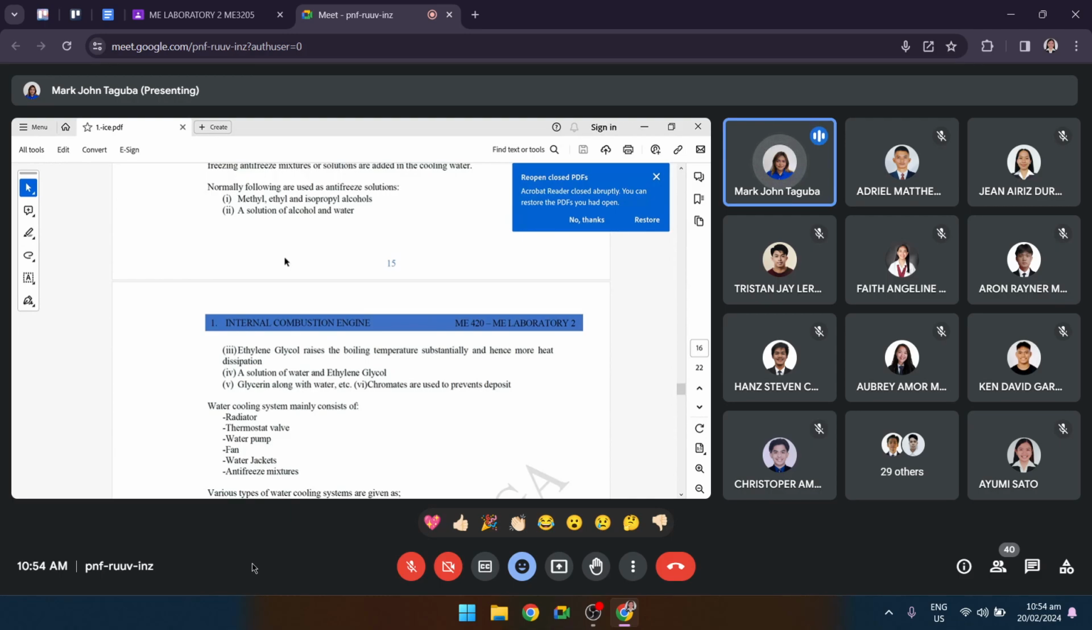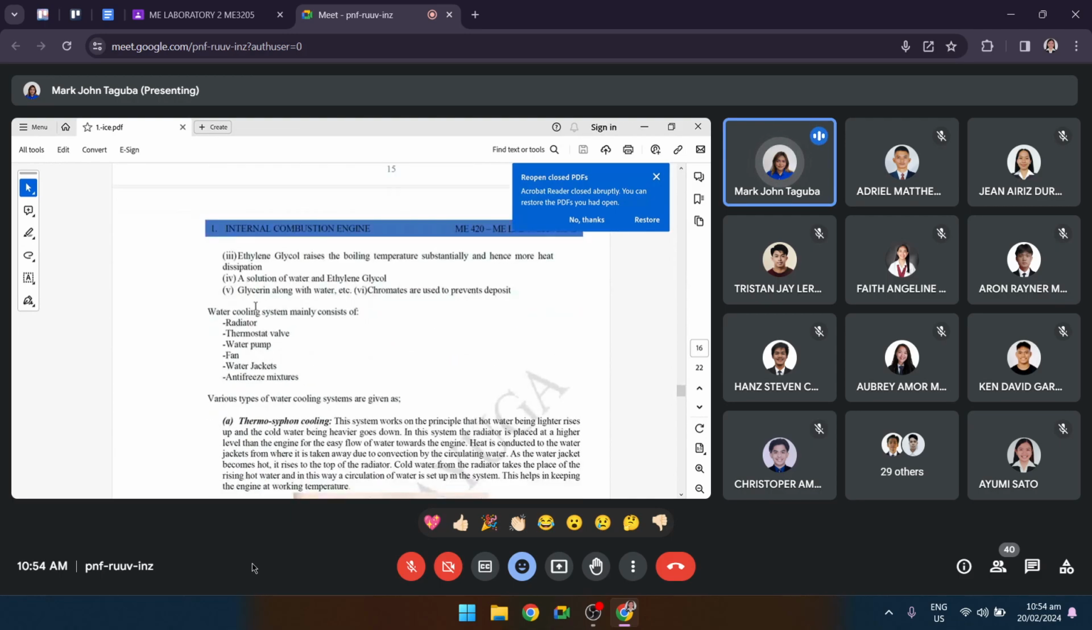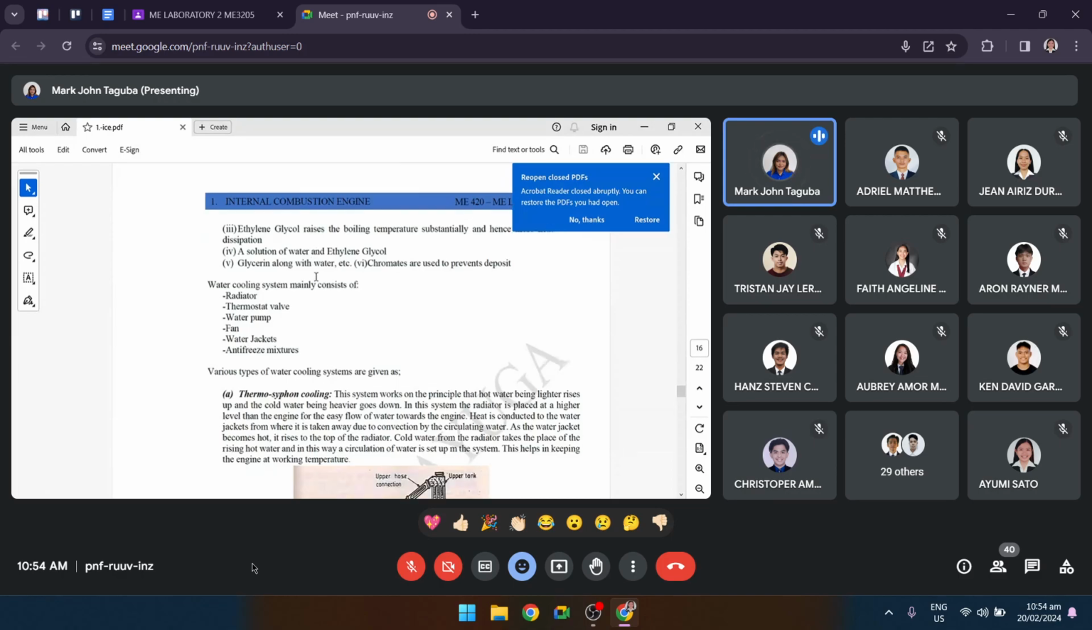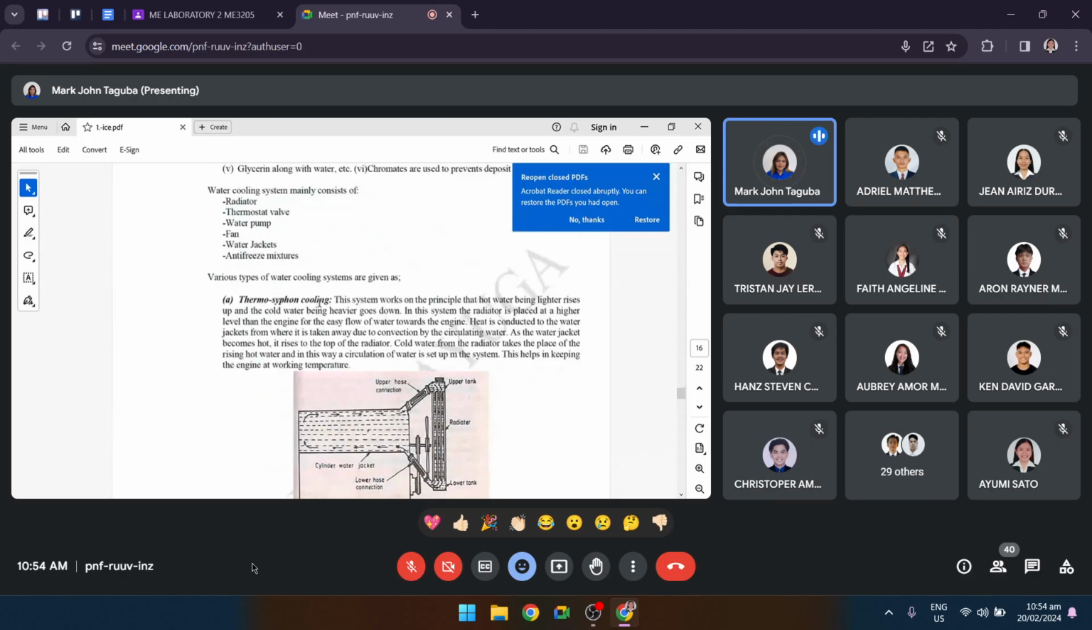So ito naman yung mga components ng ating water cooling system. So we have the radiator, and then thermostat valve, water pump, fan, water jackets, and the anti-freeze mixture. So we also have different types of water cooling system. So we have the thermosiphon cooling. So the system works on the principle that hot water being lighter rises up and the cold water being heavier goes down. Yeah, so yun yung ating thermosiphon cooling.